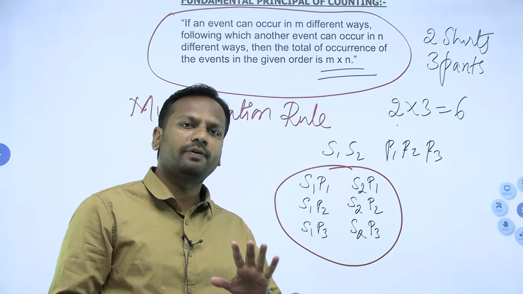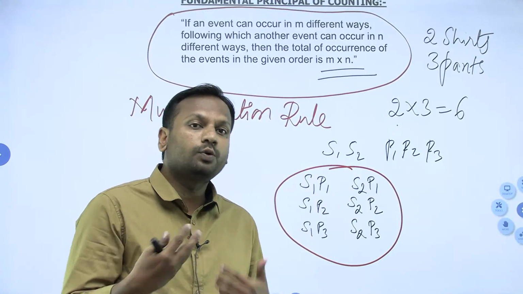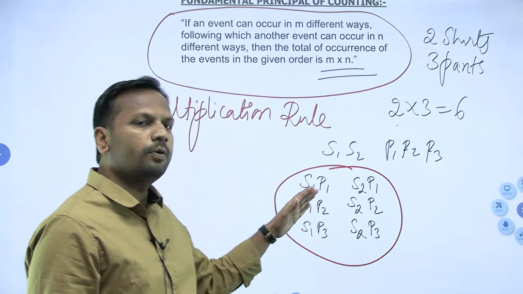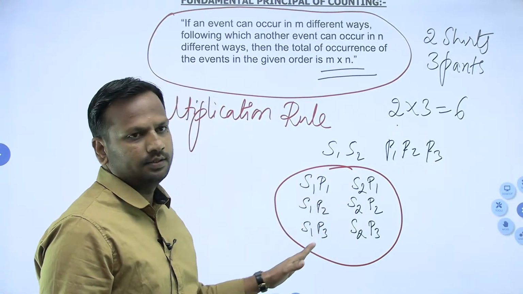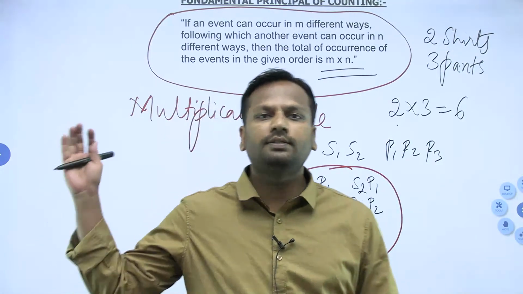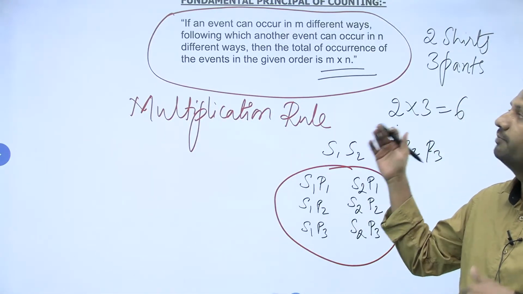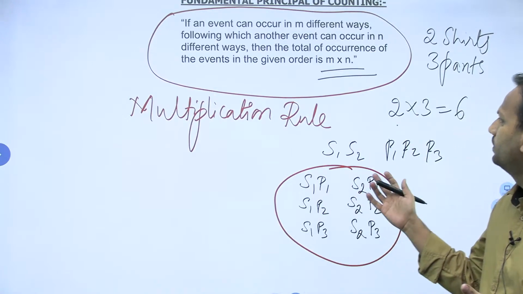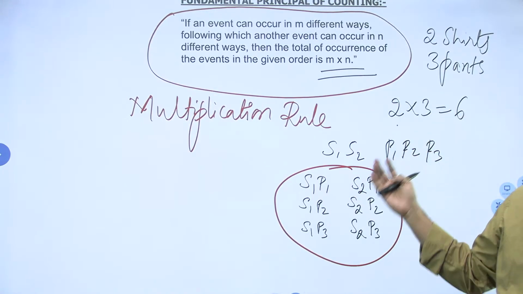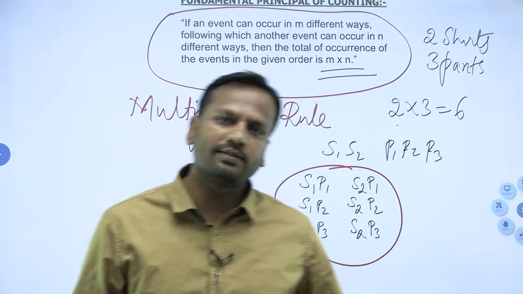Only one outfit you will be wearing here, but what are the total possibilities here? Total possibilities are how many here? 6. So how can we know this? By this FPC rule, that is the fundamental principle of multiplication rule, right? So here we have two tasks. You can have more than two tasks also, right?